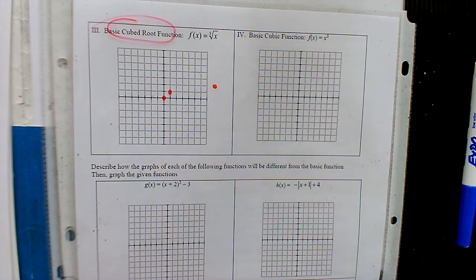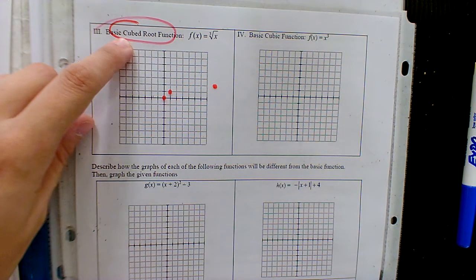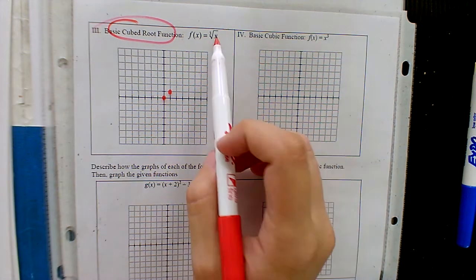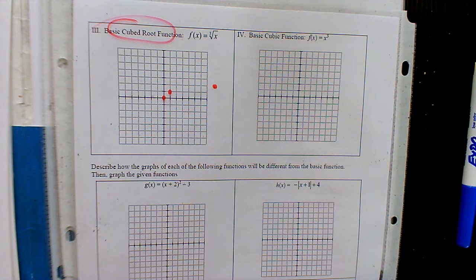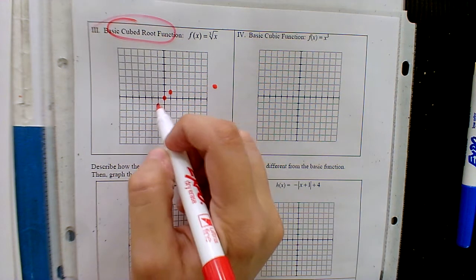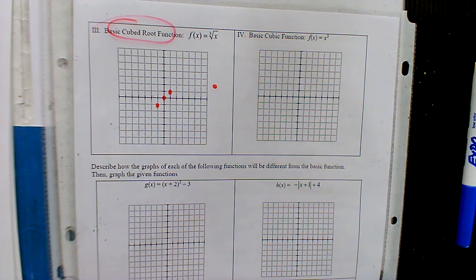Can we plug in negatives? You actually can. You cannot take square roots of negative numbers, but notice how this is a cubed root. It's something different. So what if I wanted to figure out the cubed root of negative 1? What number times itself 3 times would give you negative 1? Negative 1. Negative 1 times negative 1 times negative 1. So if you plug in negative 1, you get out negative 1. You can take the cubed root of negative numbers.